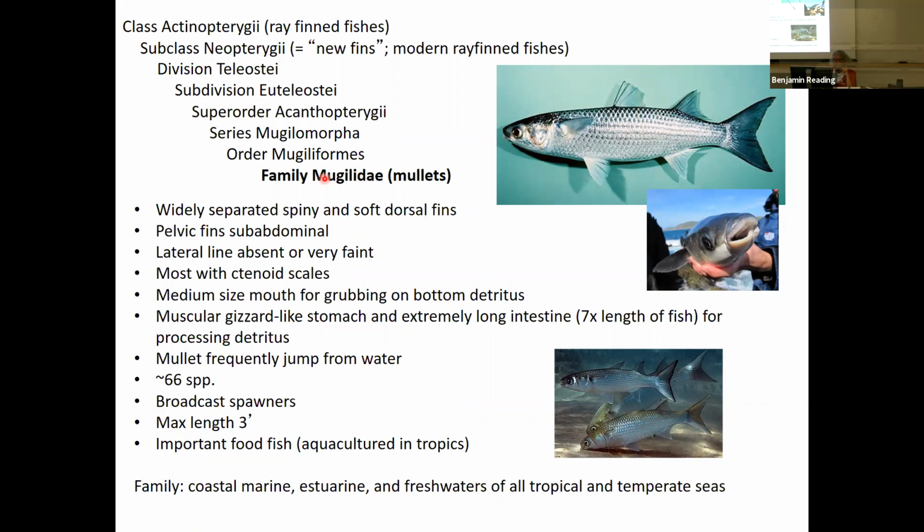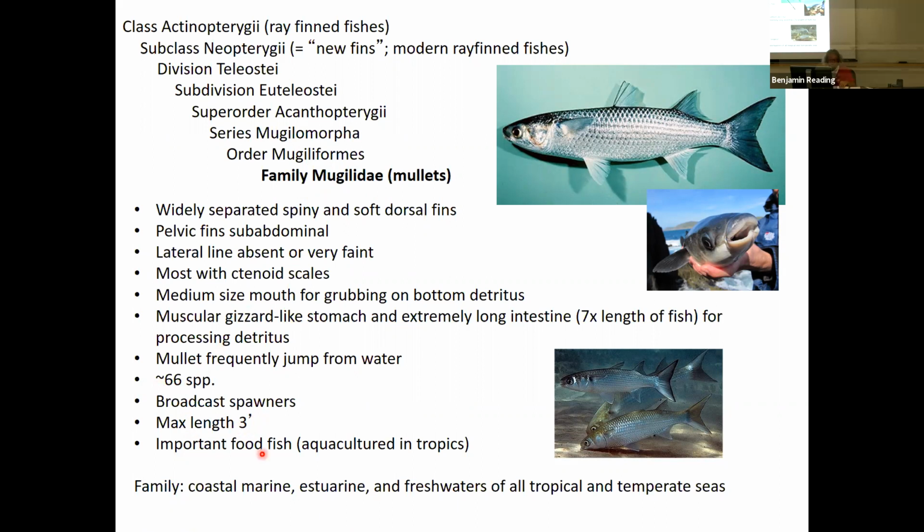And this one's an easy one for me. Mullet, Mugillidae, however you want to say that. 66 species, broadcast spawning. They release their eggs in the wild, no parental care. They just sort of let fertilization happen. Max length about 3 feet.